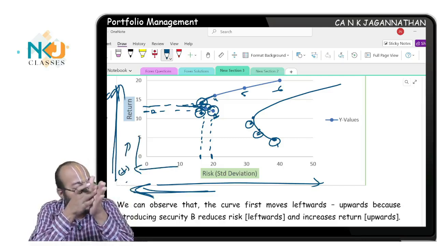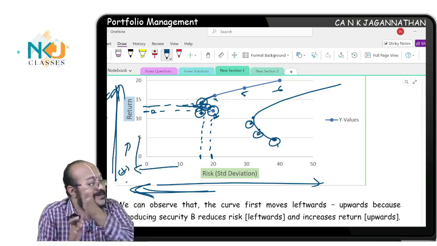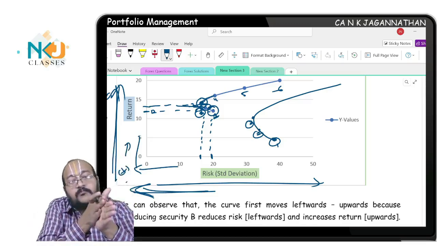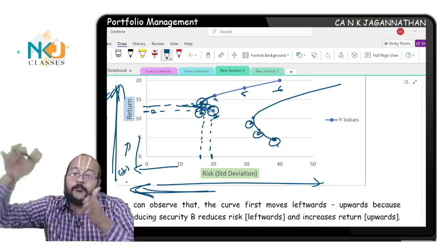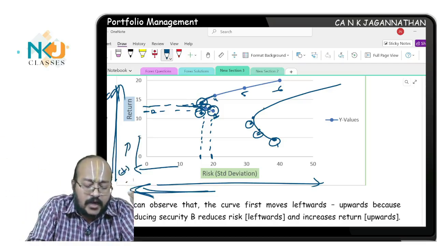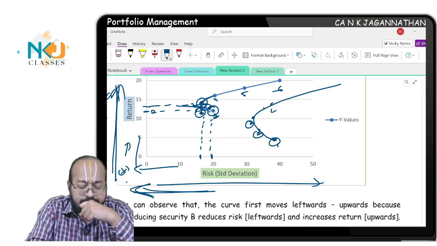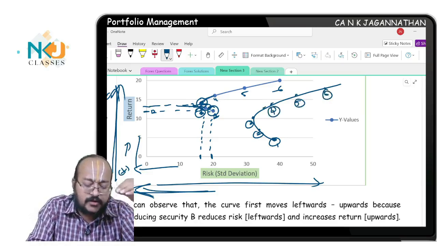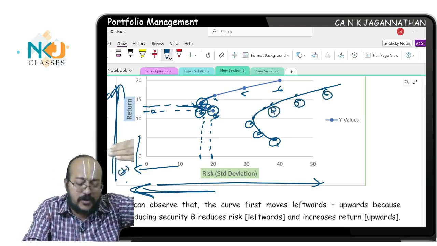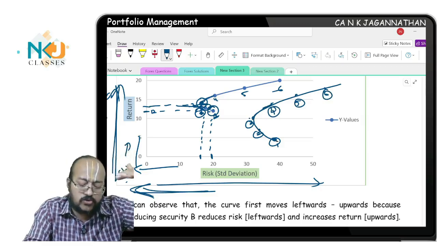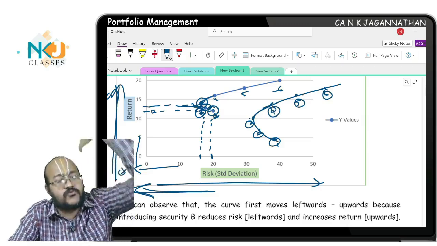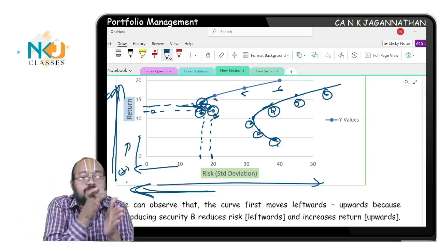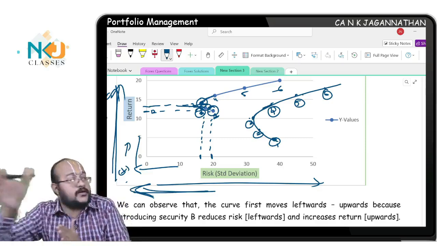But beyond the point, what happened? The leftward movement, the risk reduction stops. The risk reduction stops, and the curve began moving right hand side and upwards, which means return is increasing. This is 4, this is 5, and this is 6. Okay, the return increases. So this is moving upwards, no doubt about it. Here, point 1, 2, 3, 4, 5, 6, everywhere return is moving up. But the risk, left hand side, it doesn't go beyond that. It stopped and then started moving right hand side.